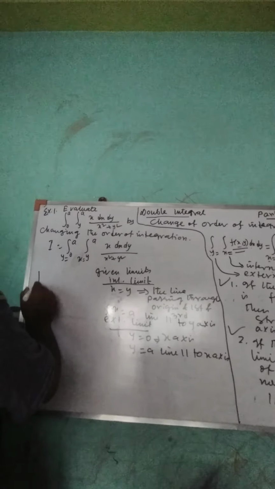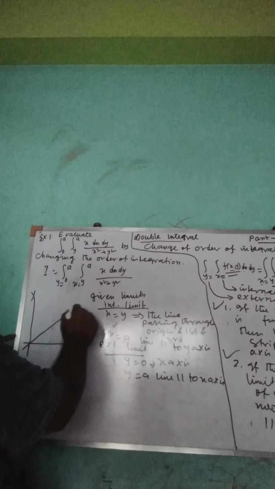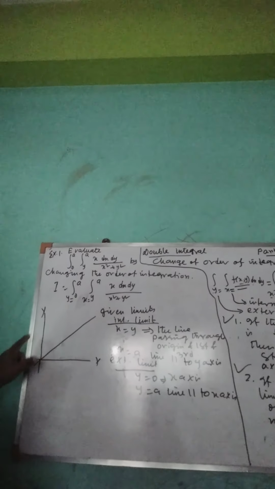I am drawing a rough sketch. This is the x-axis, this is the y-axis. This is the first quadrant, second, third, fourth. This is the y equal to x line. This is the x equal to a line. If we put x equal to a, this point is (a, 0). And this is the y equal to a line.